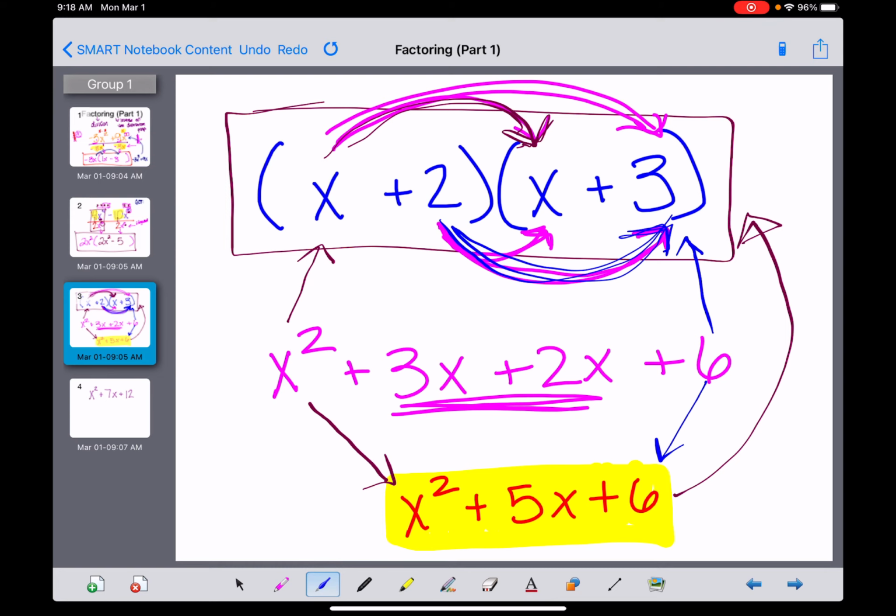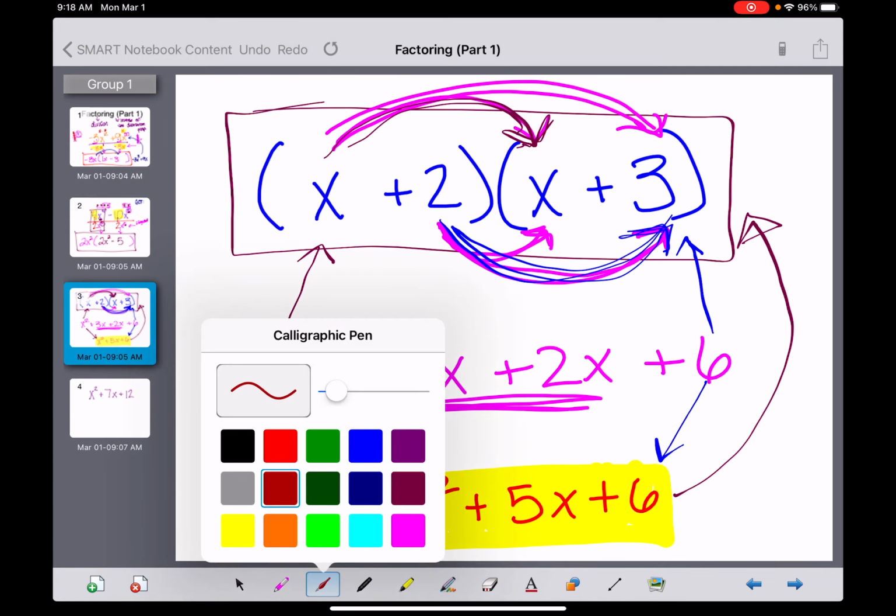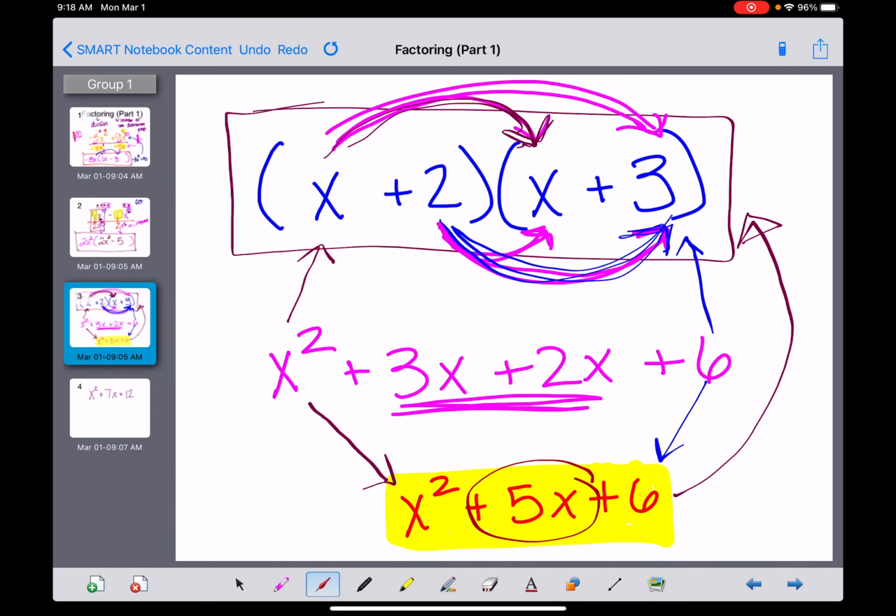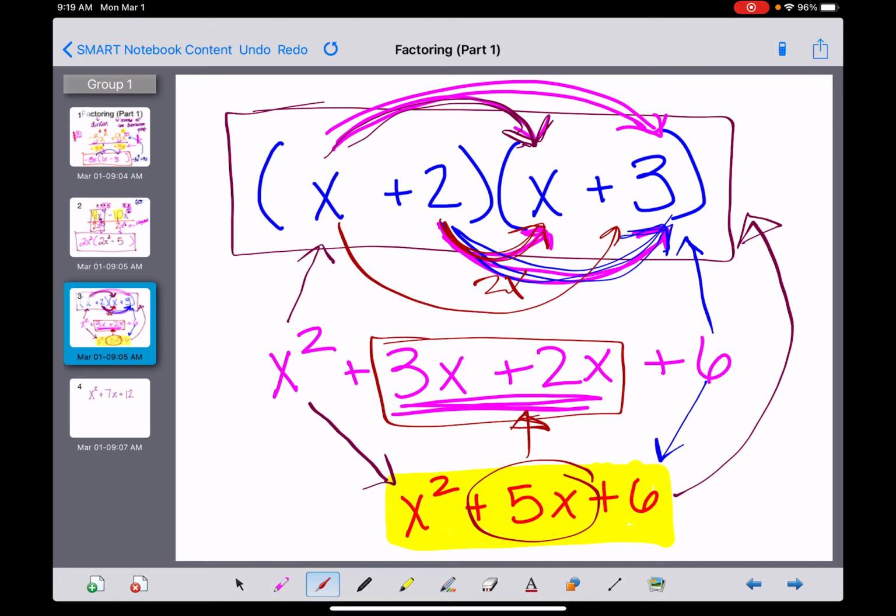The one that's a little bit trickier to get is that value in the middle, 5x, because 5x is a combination of 2 terms. It's the combination of our like terms, and I'm going to refer to that as our inners and our outers. So it's a combination of multiplying 2x and multiplying 3x, which gave us that inside term.